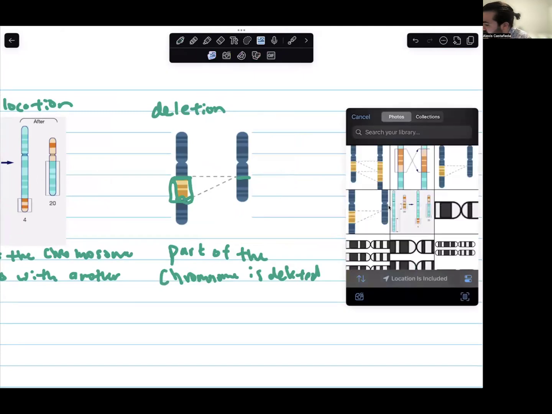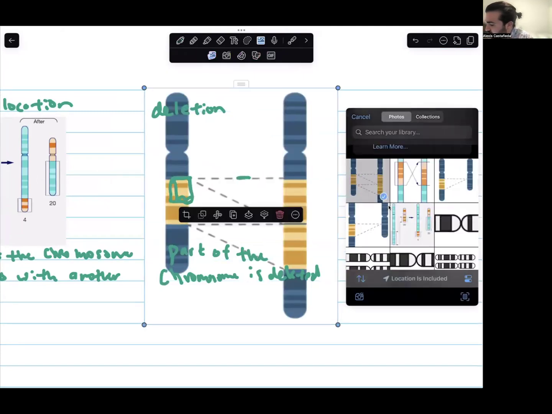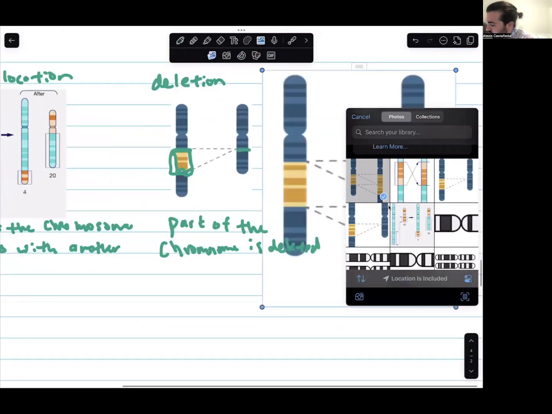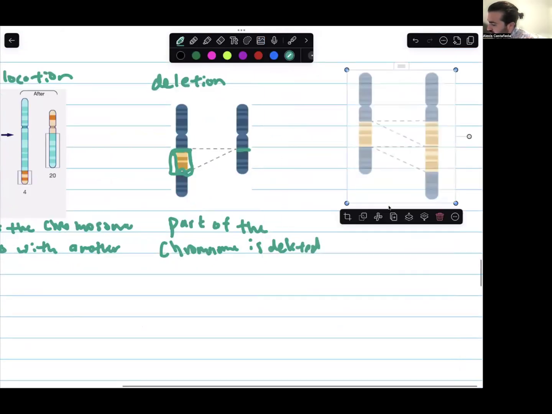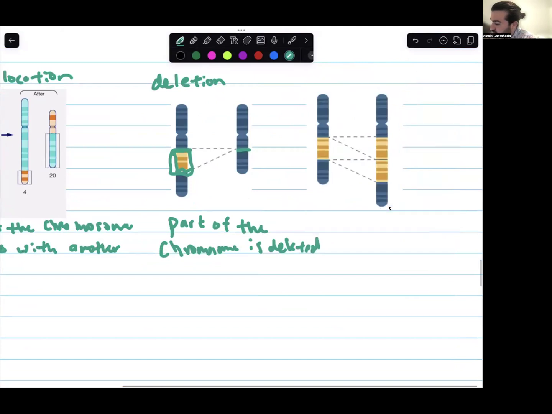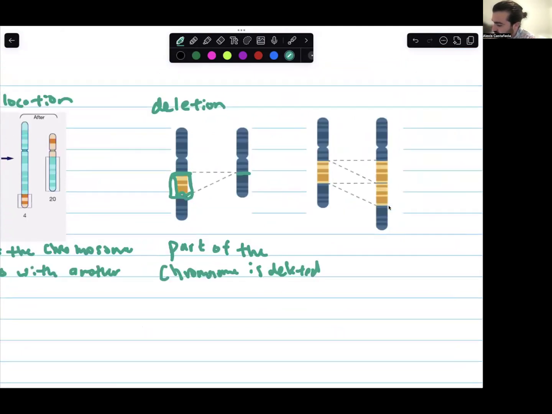The other condition we can get, if we can get a deletion, is we can also get an insertion, where by accident it duplicates. In this case, we lost this part of the chromosome. In this case, we duplicate the part of the chromosome. So now we have double the amount instead of just one of them. We call this a duplication.